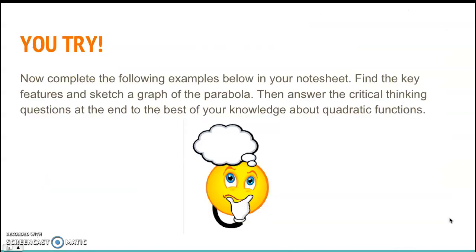All right, so now it's time for you to complete the following examples on your guided note sheet. First, make sure that you have what we just discussed in the previous slides filled in there. Then you're going to try the next 3 examples on your own by first finding the key features using the same steps and sketching a graph of the parabola. After those 3 examples, I want you to answer the critical thinking questions to the best of your knowledge. These are things you should be able to have some thought about based on the work we've done with standard form and vertex form in the previous days.